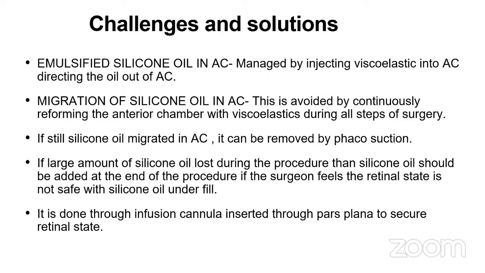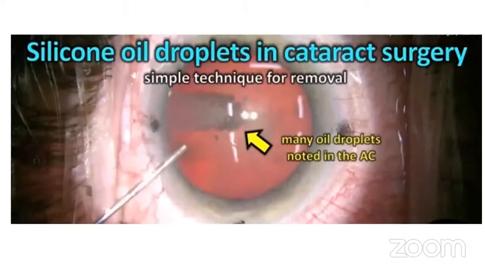This is avoided by continuously reforming the anterior chamber with viscoelastic during all steps of surgery. If silicone oil still migrates into the AC, then it can be removed by phacosuction. And if a large amount of silicone oil is lost during the procedure, then silicone oil should be added at the end of the procedure if the surgeon feels the retinal state is not safe with silicone oil underfill. It is done through an infusion cannula inserted through the pars plana to secure the retinal state.